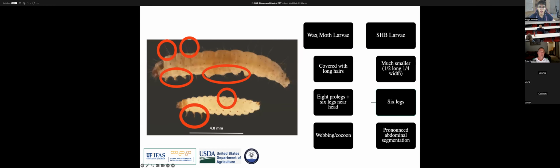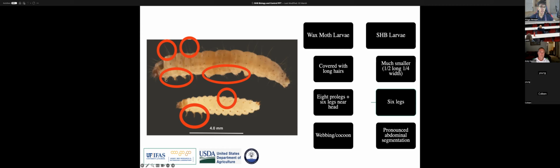Now, this is a comparison between the wax moth larvae and the small hive beetle larvae. On the top, we see the wax moth larvae, which is much larger in size. It's about twice as long and 4 times as large in width. There are very long hairs all over its body. It has much less pronounced abdominal segmentation as compared to the small hive beetle larvae on the bottom.